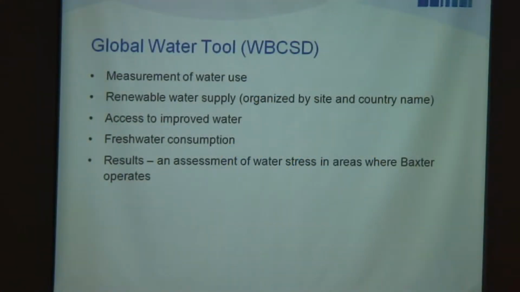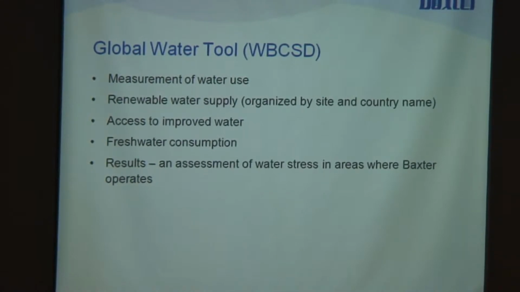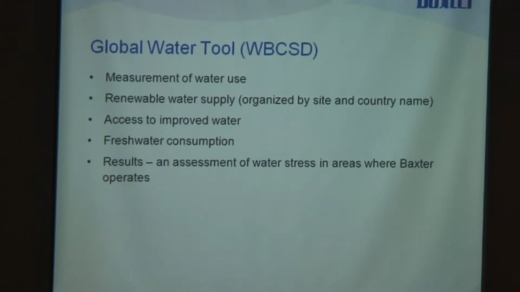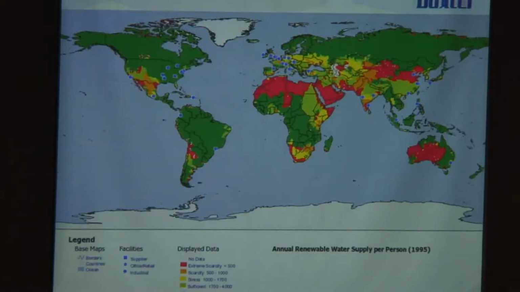the first tool I worked with was a global water tool, the WBCSD tool. Basically, it's used for a measurement of water, to find a renewable water supply, access to improved water, and freshwater consumption. And our results were to assess the watershed areas where Baxter operates.